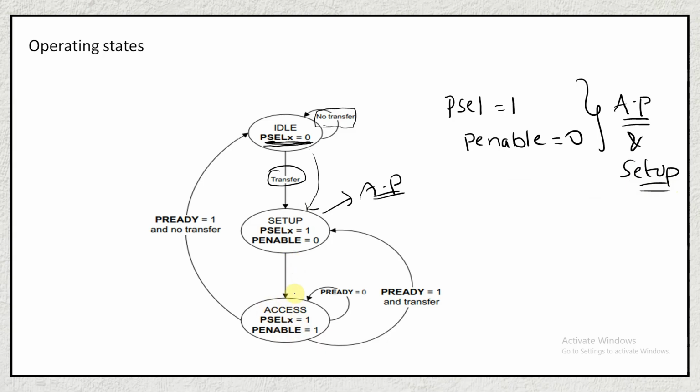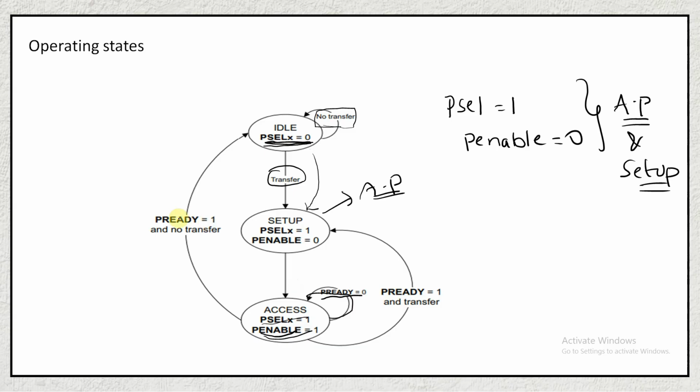From the setup phase, we go to the next phase, which is known as the access phase. In the access phase, your PENABLE is equal to 1. If your PENABLE is equal to 1, it is also called an access phase, or a data phase. In this particular access phase, your PSELECT is equal to 1 and your PENABLE is equal to 1. And if your PREADY is equal to 0, we are going to stay in the same phase. Until and unless your PREADY is equal to 1, you are going to stay in the same phase.